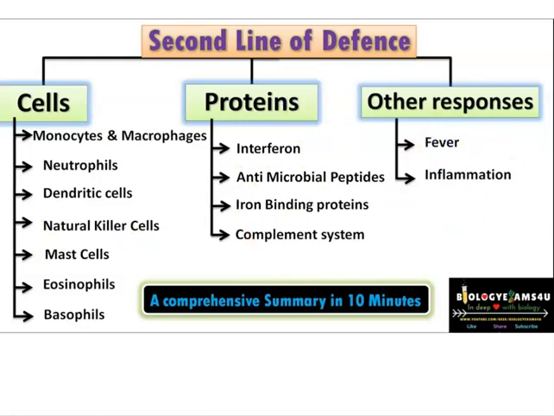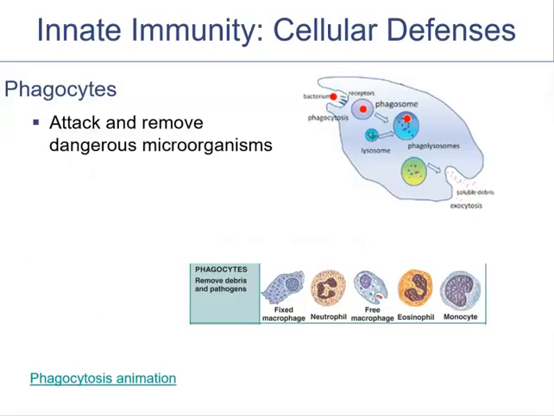So once it gets in, how do we stop it from making us really, really sick? Well, the cells, we're mainly looking at phagocytes. And phagocytes are going to go after things and eat them. And when they eat them, they're going to break them down. So they're going to patrol the body, and they're going to attack and remove anything dangerous.